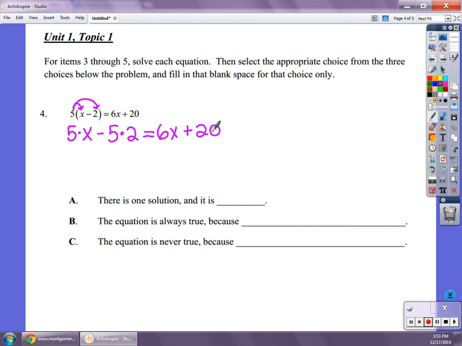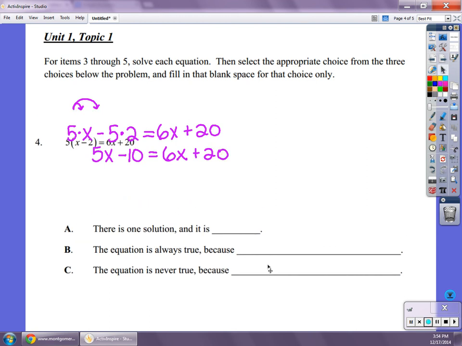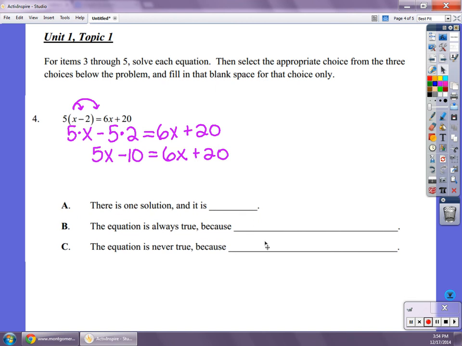All right, let's simplify. We end up with 5x minus 10 equals 6x plus 20. Give myself a little bit more room here. All right. From here, we need to get our variables to one side, our constant terms to the other. Our goal, again, is to solve for x. So what I'm going to do is take that 5x and move it to the other side. So let's work with our x terms first.